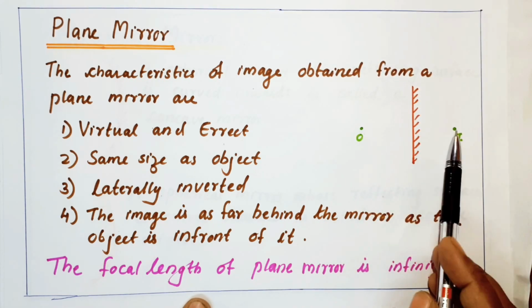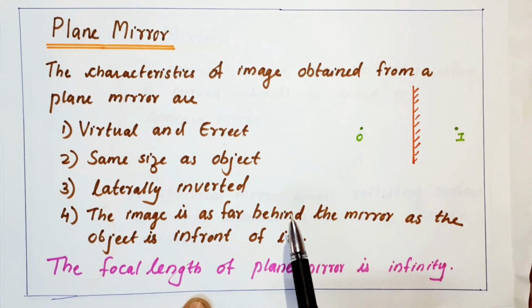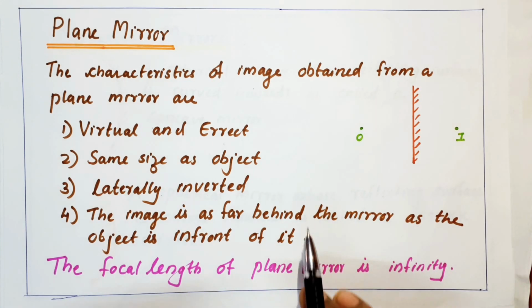That means this distance and this distance should be same. Another one I have written here, the focal length of the plane mirror is infinity. Okay, this term also I'll explain in the next slide.